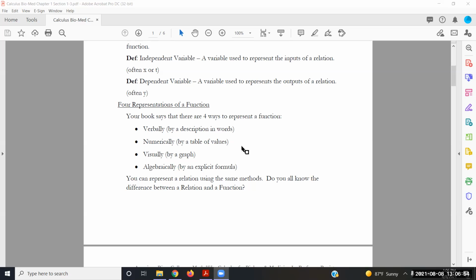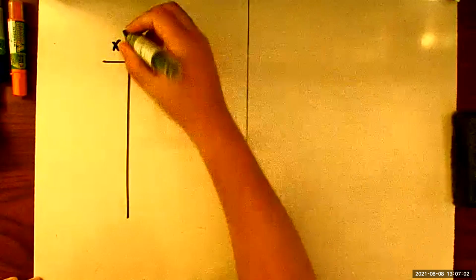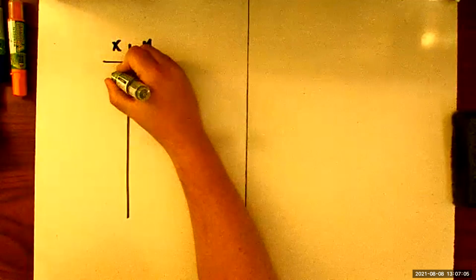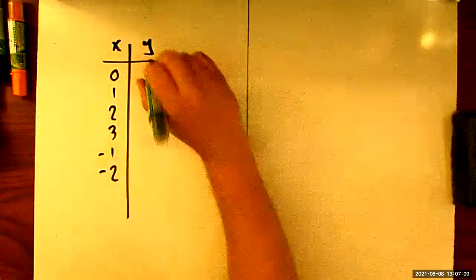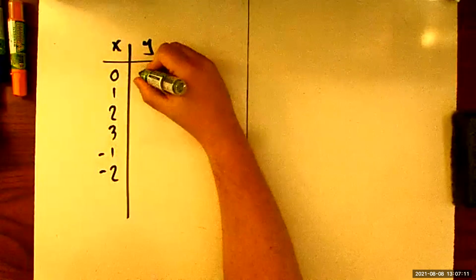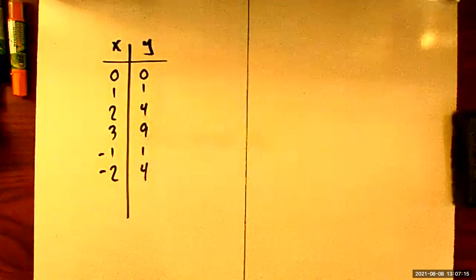Numerically, using a table of values, we could also do. And so an example for the exact same function would be create a table of values. And we'll go with our standard x and y. If you give me a 0, 1, 2, 3, -1, -2, the squaring function would have given us a 0, 1, 4, 9, 1, 4.